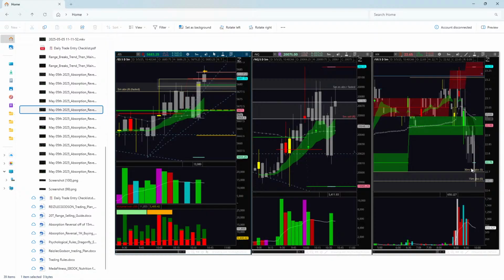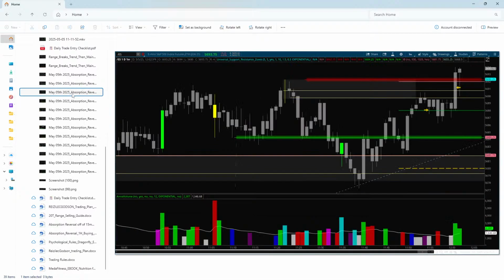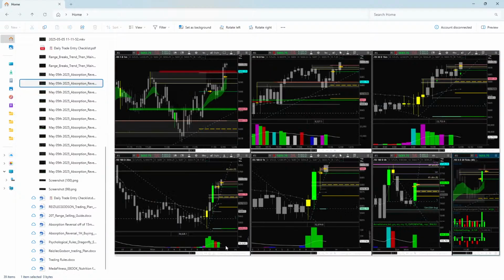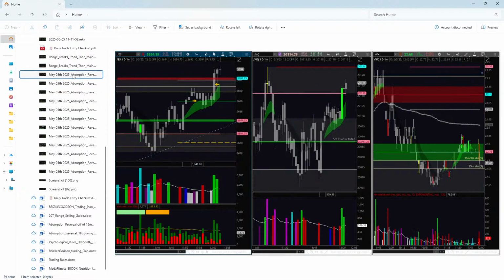VIX is below initial balance, but VIX has a demand zone. So it was a lot of confusion, but it had a higher chance of working in my favor as far as area of location, but not in my favor as far as volume presence, because the volume presence was very bullish. And well, that was that. So I stood out and didn't take any other trades.